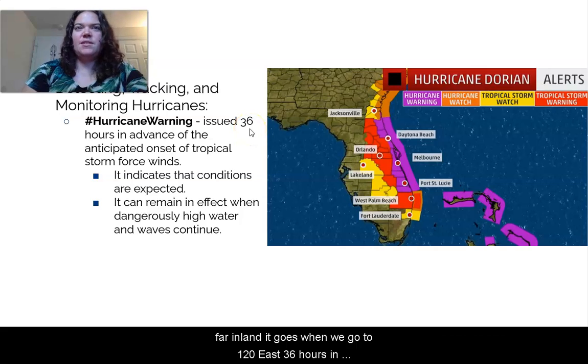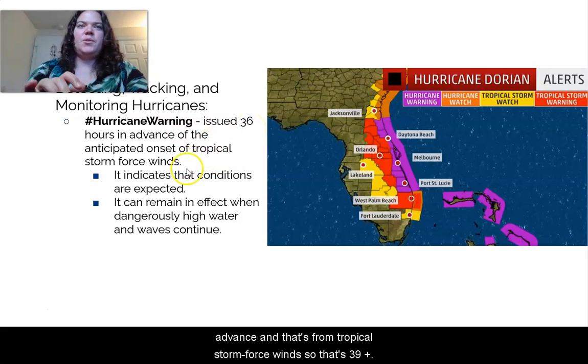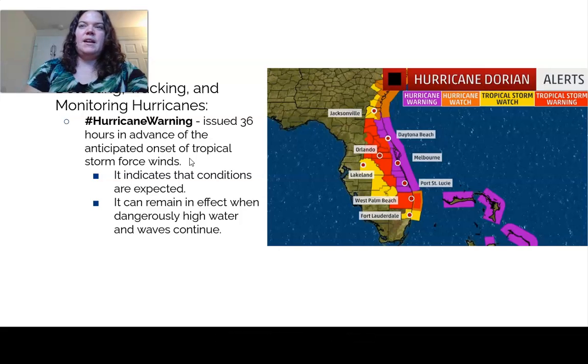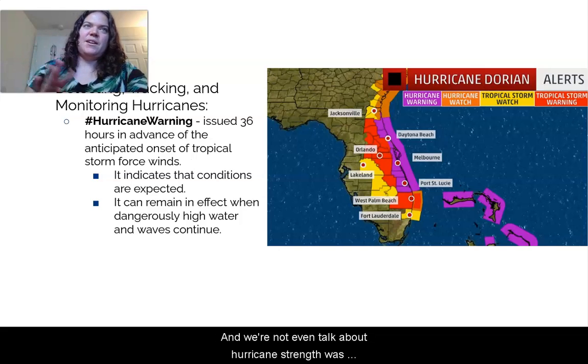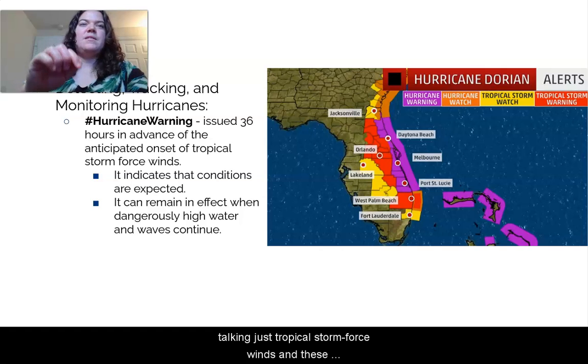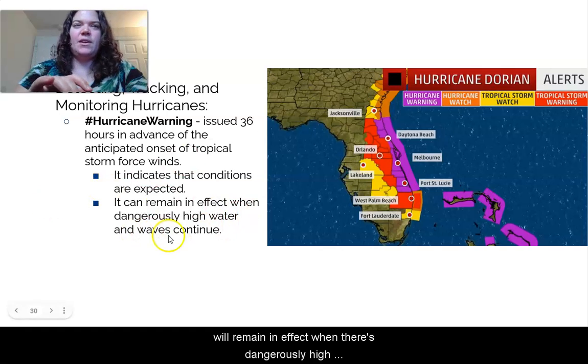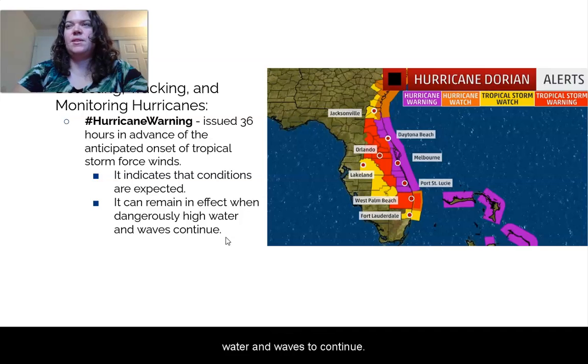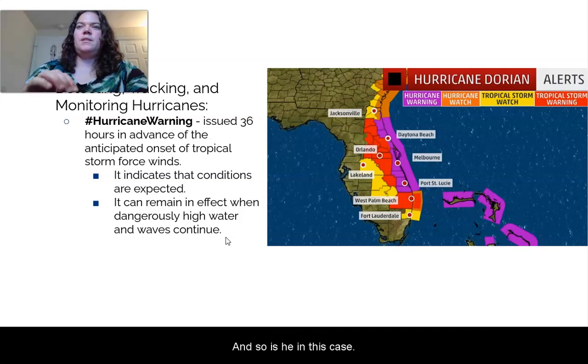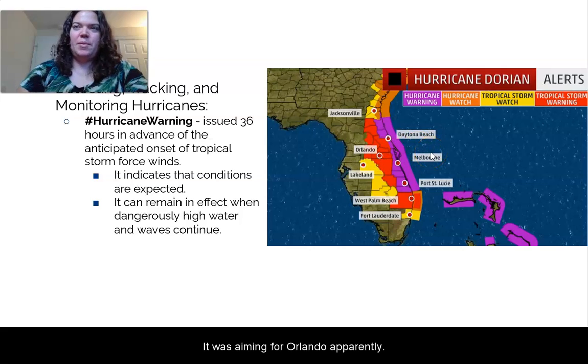The warning is 36 hours in advance, and that's from tropical storm force winds. So that's 39 plus, right? And so we're not even talking about hurricane strength. We're talking just tropical storm force winds. And these will remain in effect when there's dangerously high water and waves to continue. And so we see in this case, it was aiming for Orlando, apparently.